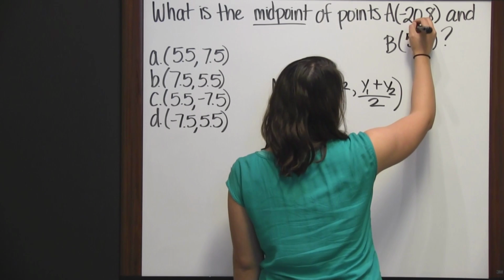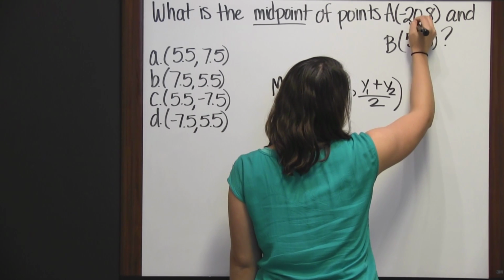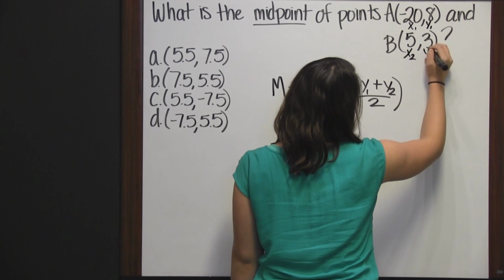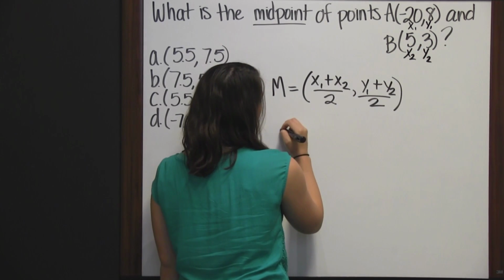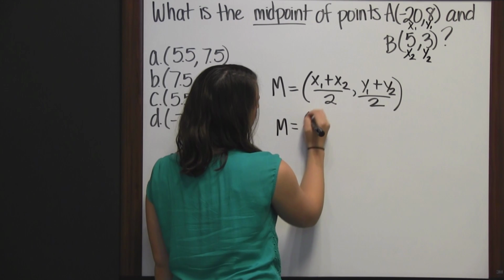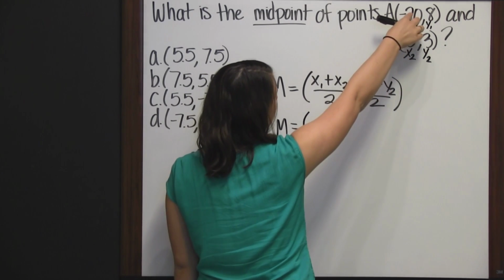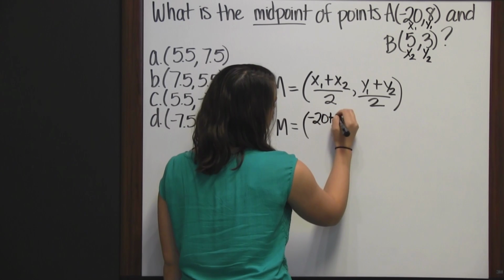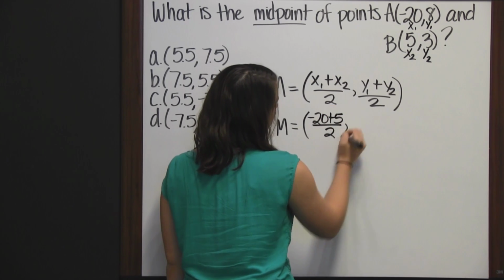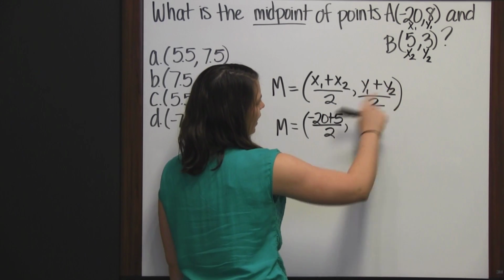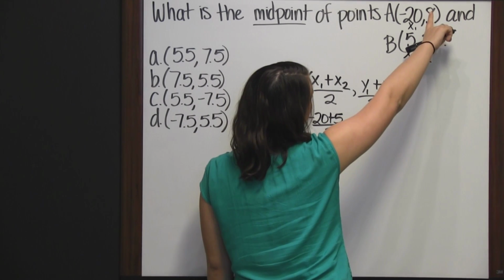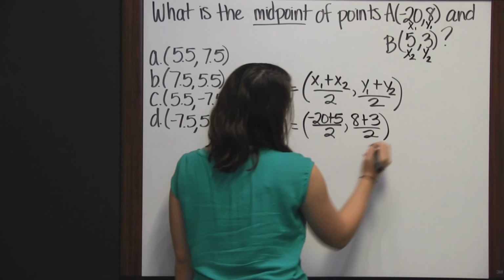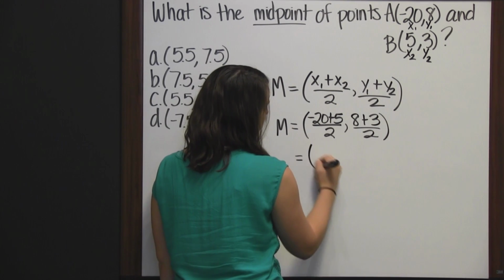So now I'm going to label my ordered pairs x1, y1, and x2, y2, so that I can substitute. So my midpoint: x1 is negative 20 and x2 is 5, so negative 20 plus 5 divided by 2. And then I'll add my y's and divide by 2, so 8 plus 3 divided by 2. And now we just need to simplify.